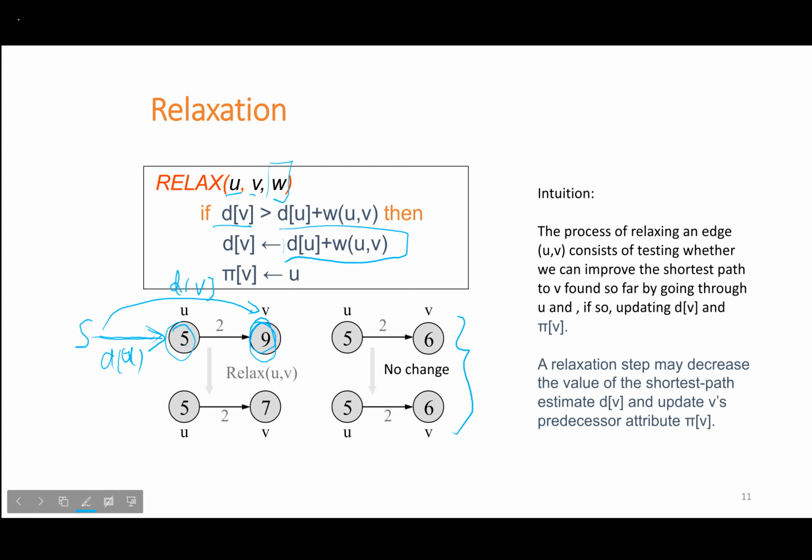Take a look at this other case. Once we have d[U] plus W(U,V), this is equal to 7, which is larger than 6. There's no change. The process of relaxing an edge consists of testing whether we can improve the shortest path to V found so far by going through U, right? If so, we update d[V] and pi[V]. A relaxation step may decrease the value of the shortest path estimate d[V] and update V's predecessor attribute pi[V].